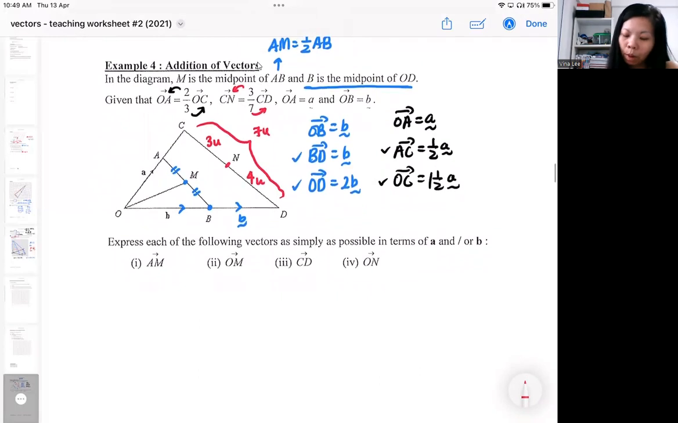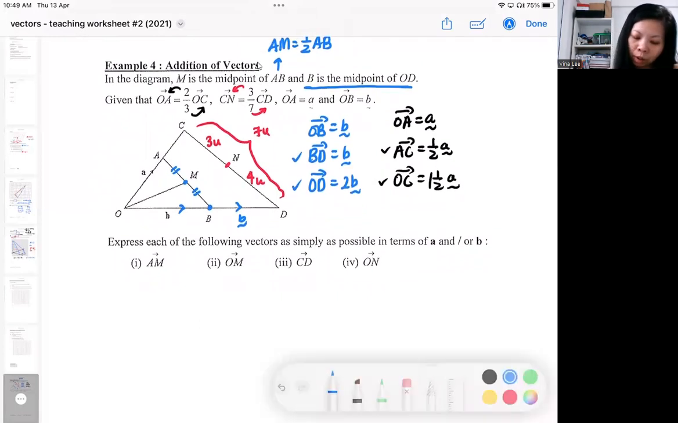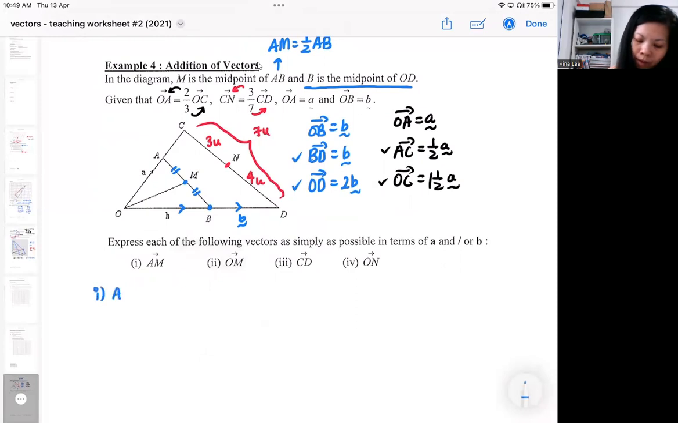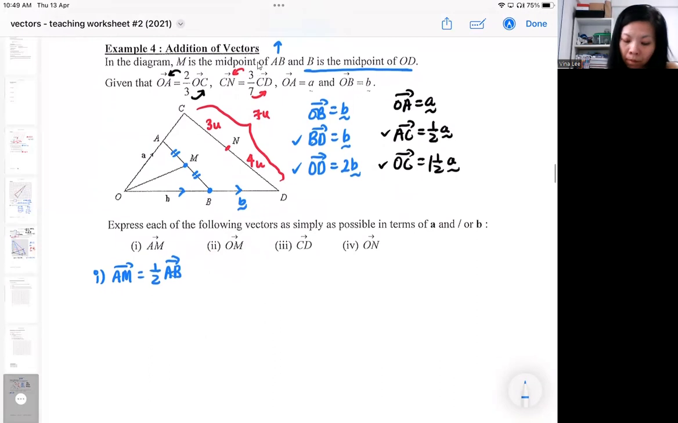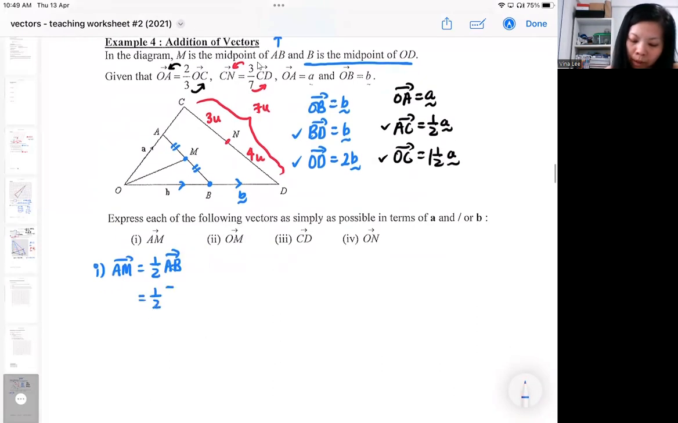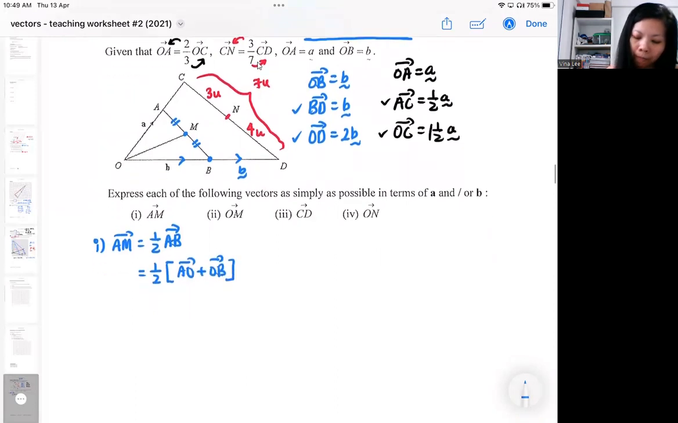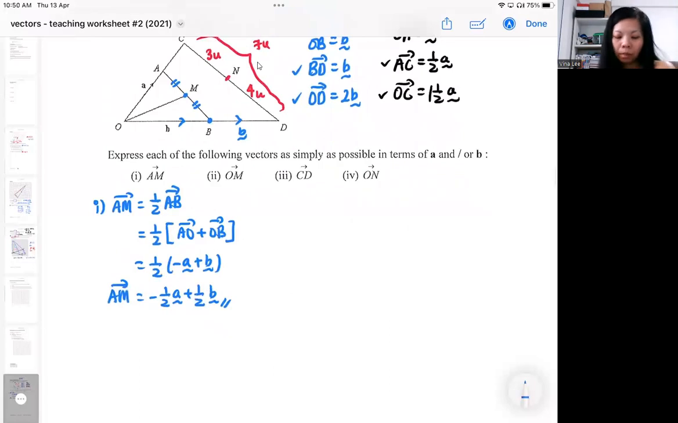Okay, so then we do one by one here. For part 1, it's actually quite easy if you have interpreted it as half of AB. AM is quite easy, it's half of AB. And if you want to do a fill in the blank for AB, that is also quite easy. It's AO plus OB, which gives you minus A plus B. It's okay if you open up or you don't open up, that's fine. But please remember to write the tail. So that is your AM.